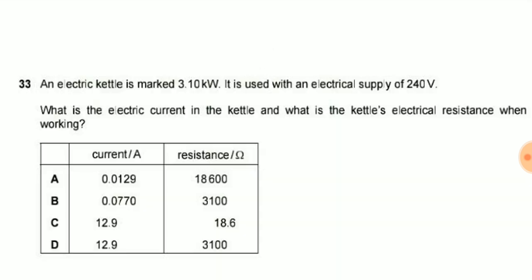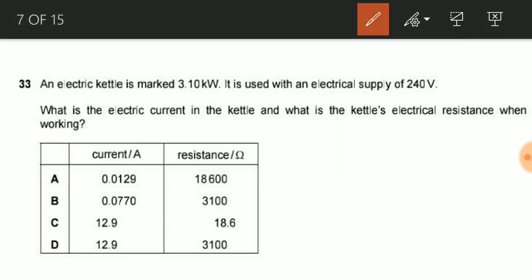Now let us move to question number 33. In this question, we are given a kettle with this power and this voltage. Now we know the formula P is equal to I into V. On solving this, we will get our current as 12.9. And 12.9 is there in B, C and D.